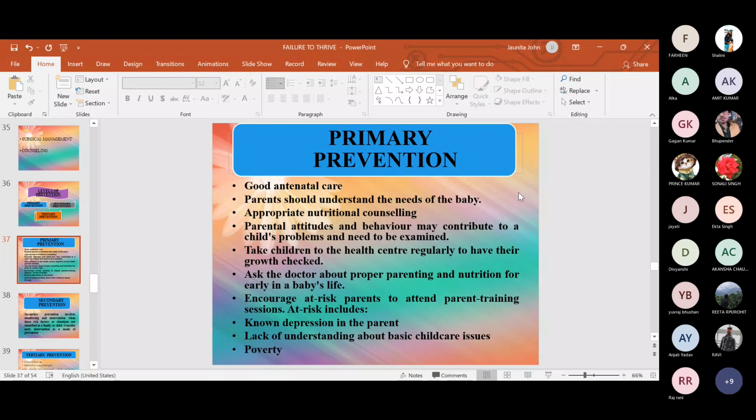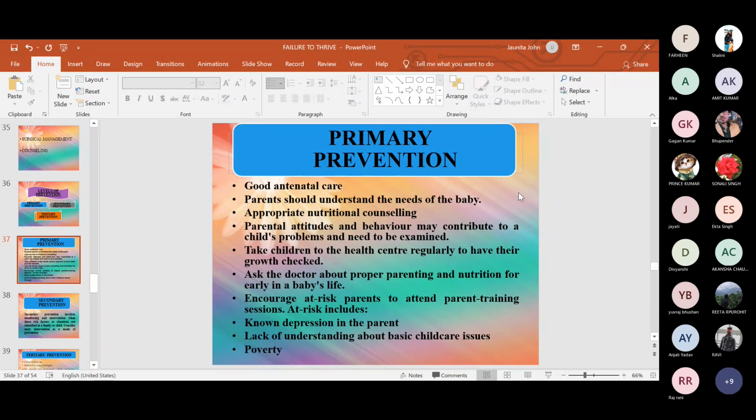For instance, if it is an infant, what has to be given at that time, or else the parents should be encouraged to attend any parent training sessions which are being organized by the hospital, whether they have to attend those or not.